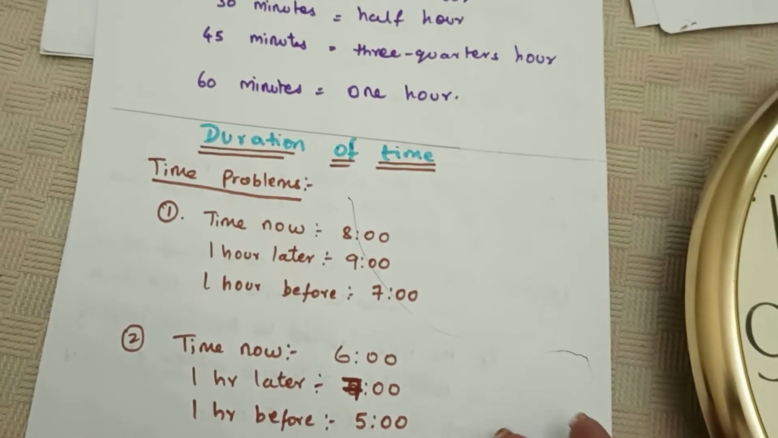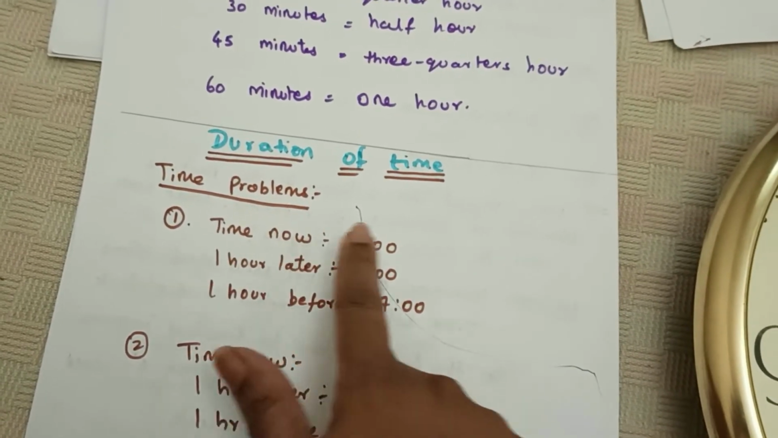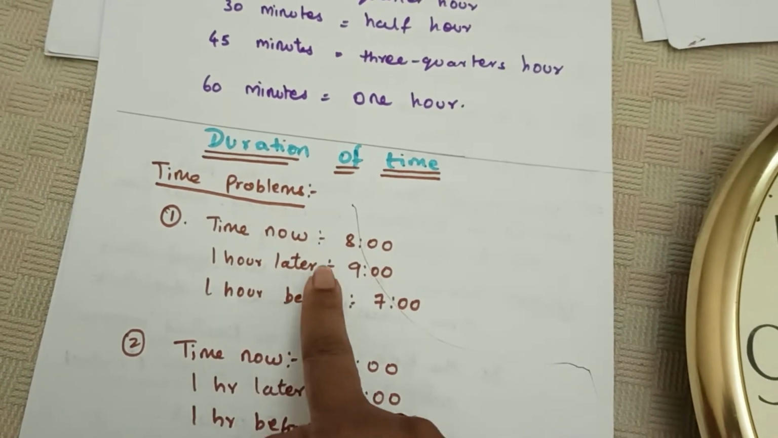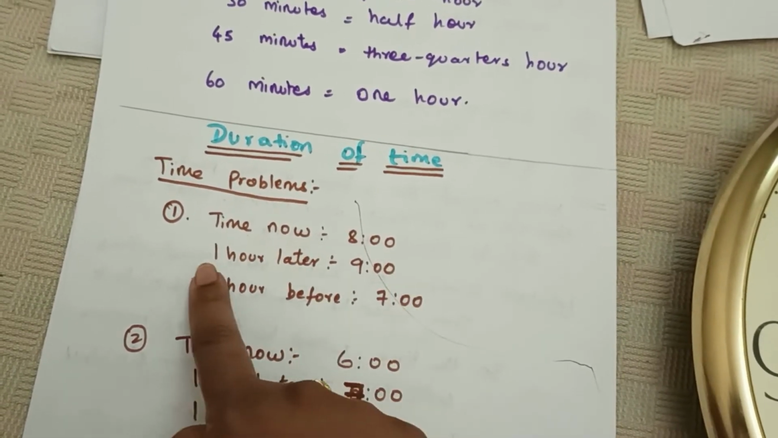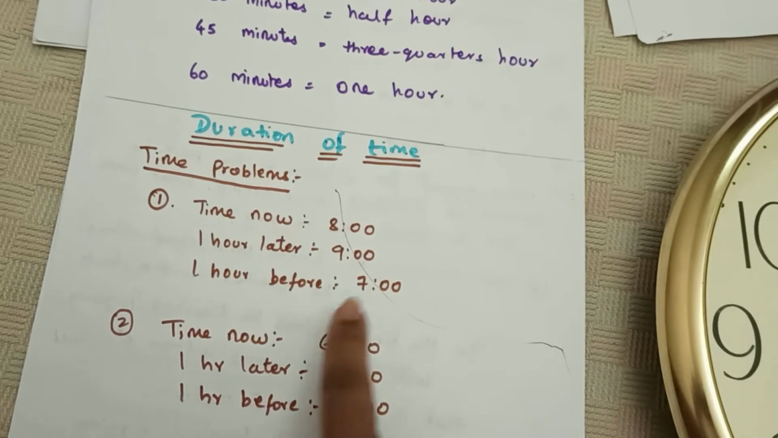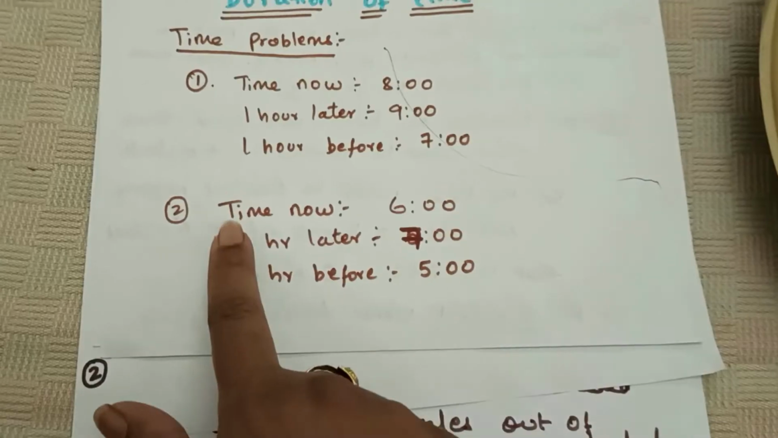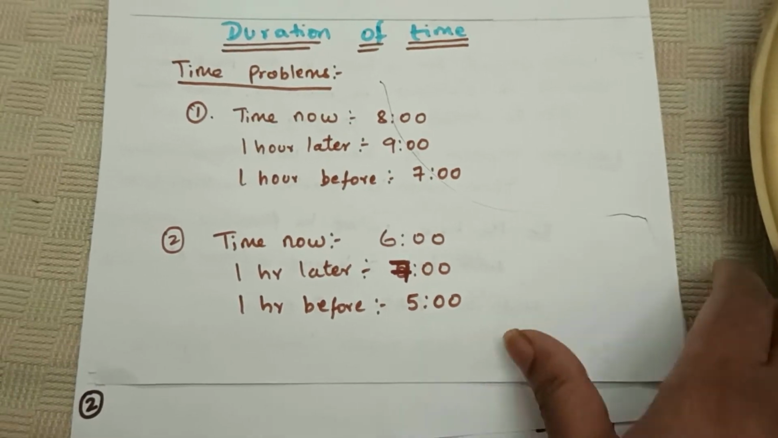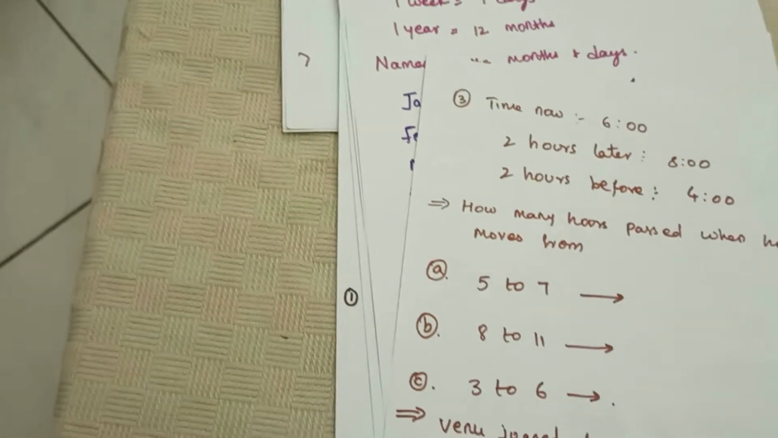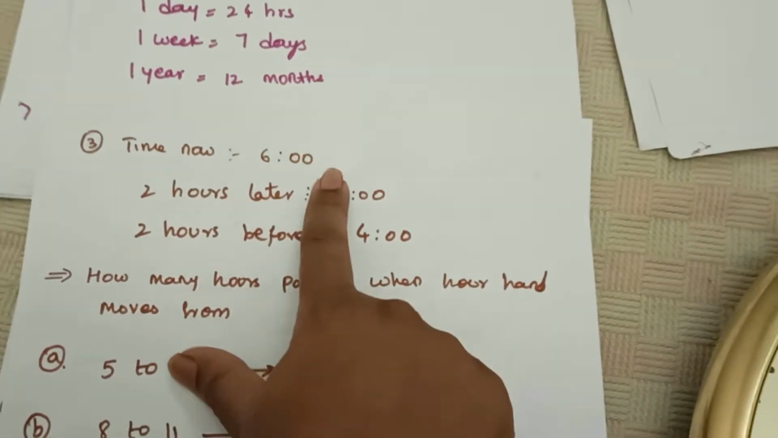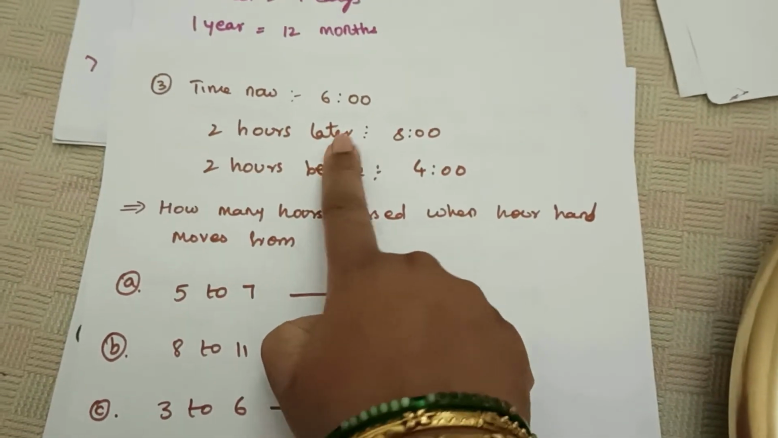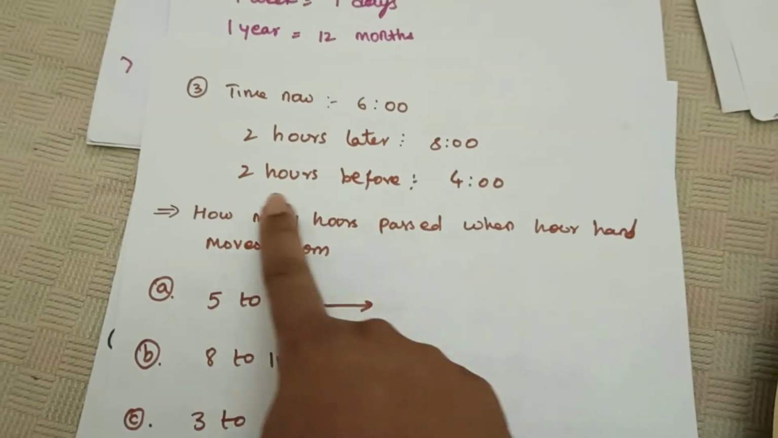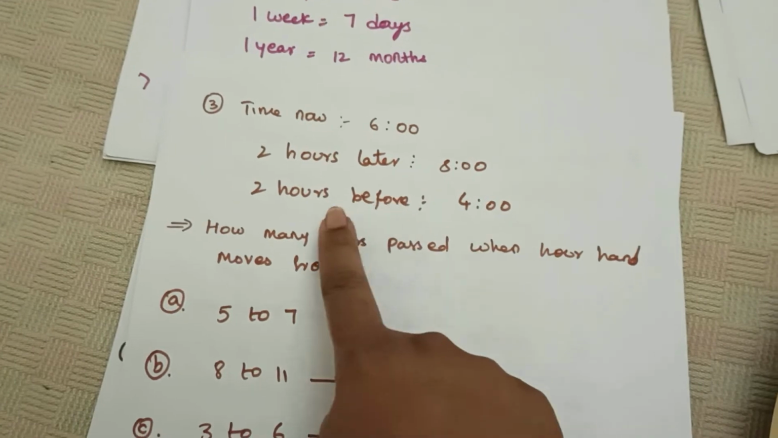See, some simple questions will be current time, like time now will be 8. So after 1 hour, how much is the time? 8 plus 1, 9. 1 hour before, it will be 7. Current time is 6. 1 hour later, it will be 7. And 1 hour before, it will be 5. Now time now is 6 o'clock. Then 2 hours later, it will be 6 plus 2, 8. 2 hours before, it will be 6 minus 2. So it will be 4.